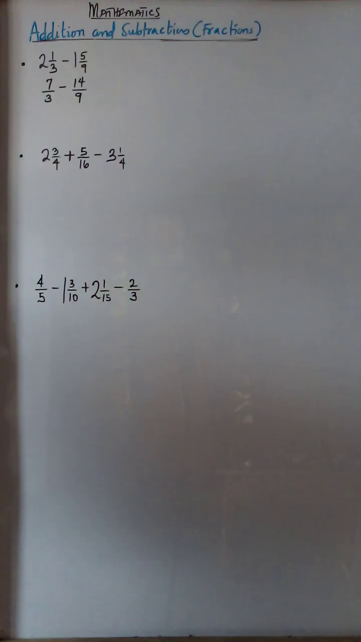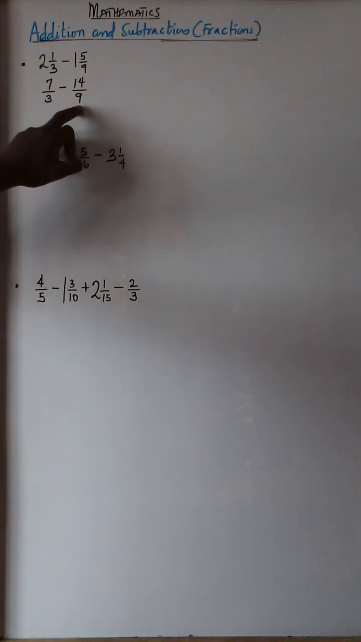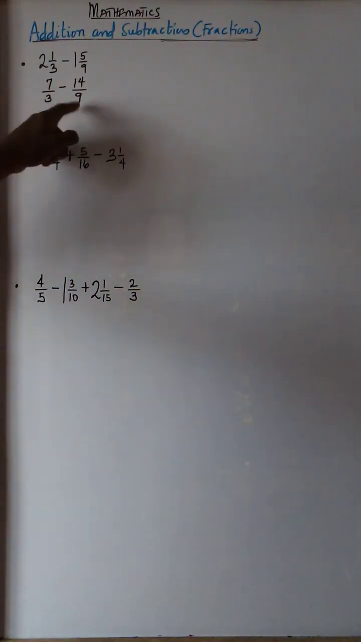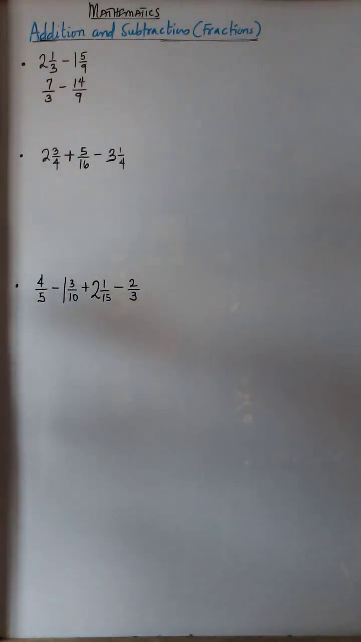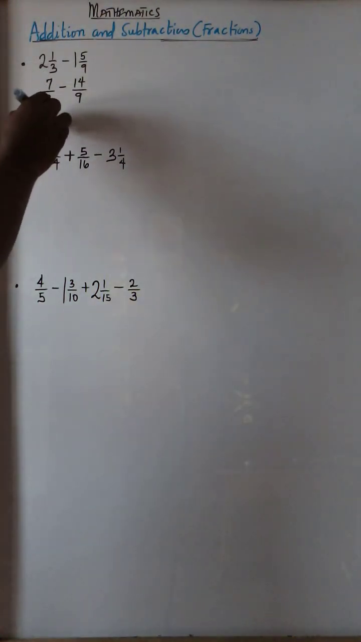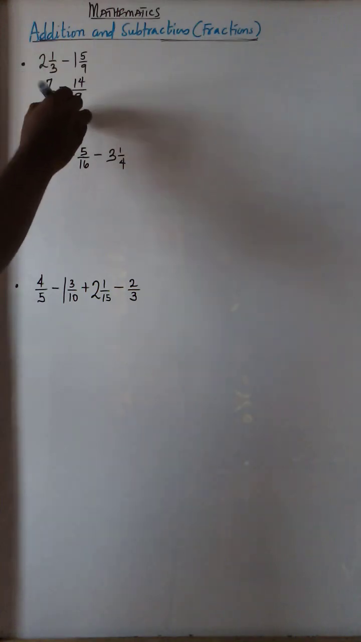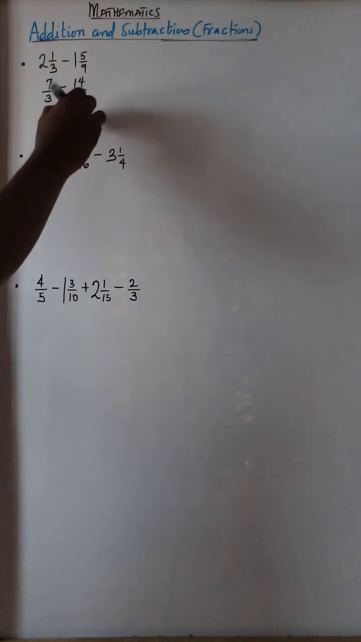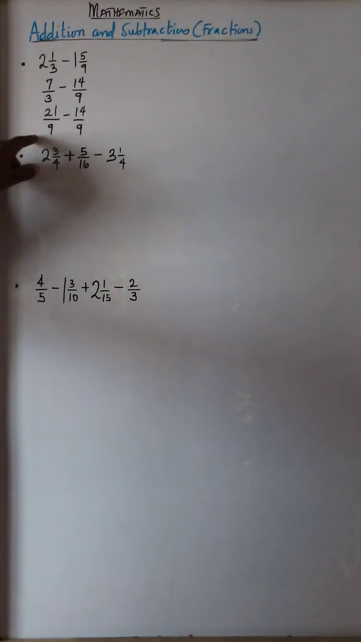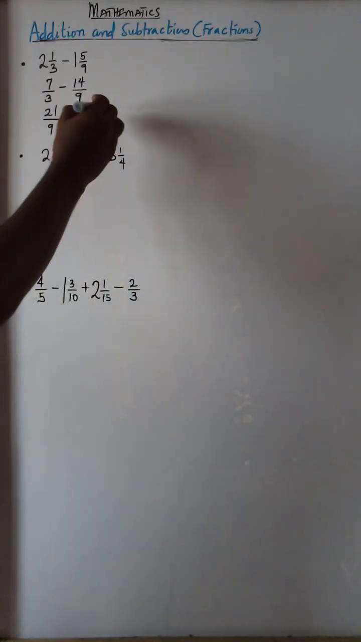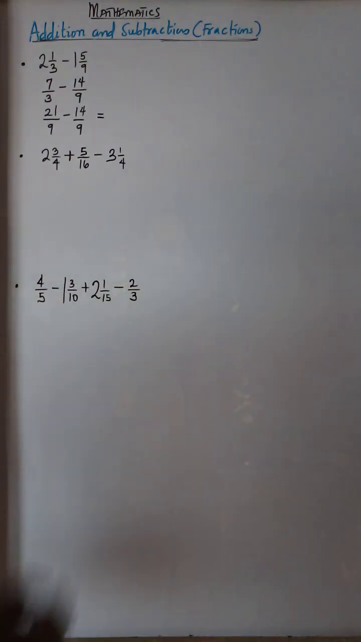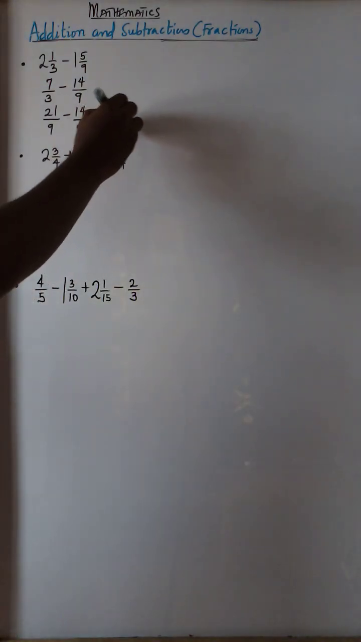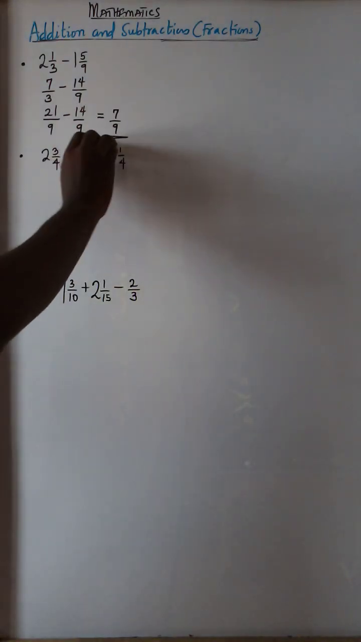So which method are we going to use? Since 3 can divide 9, and 9 over 3 is 3, I'll multiply this one by 3, this one by 3. So 7 times 3 will give us 21. 3 times 3 will give us 9. Minus 14 over 9. Because they now have the same denominator, we can easily subtract. So 21 minus 14 will give us 7. So the answer is 7 over 9.